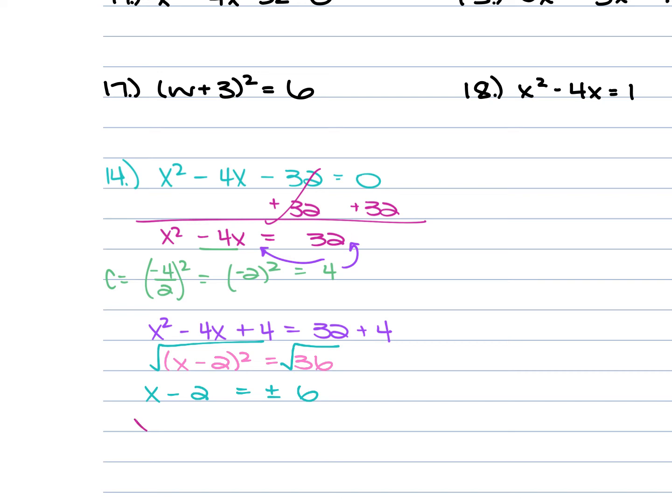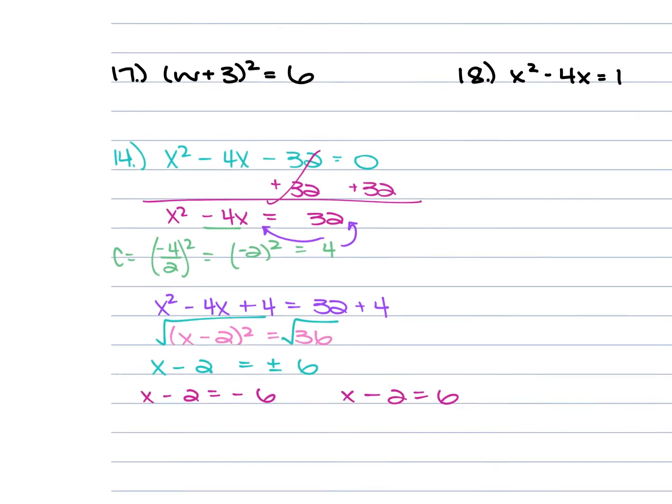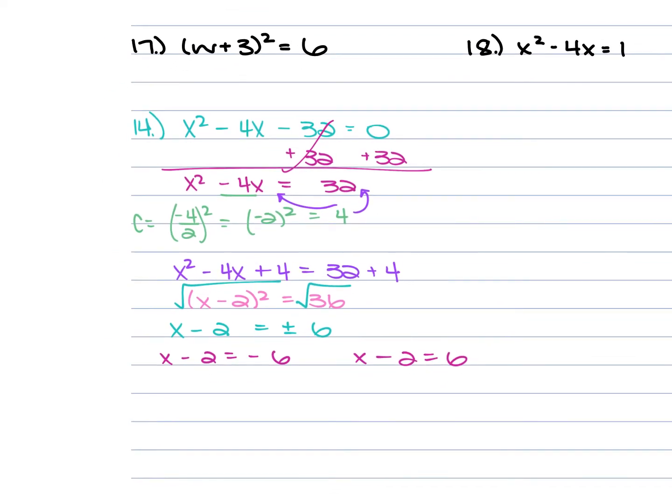From here, you're going to separate this into two equations. One that is x minus 2 is equal to negative 6, and one that's x minus 2 is equal to positive 6. And then you solve them both. For the x minus 2 is equal to negative 6, add your 2 over. That gives you x is equal to negative 4. For the x minus 2 is equal to 6, add your 2 over, and that gives you that x is 8. So you have two solutions here, the negative 4 and the 8.